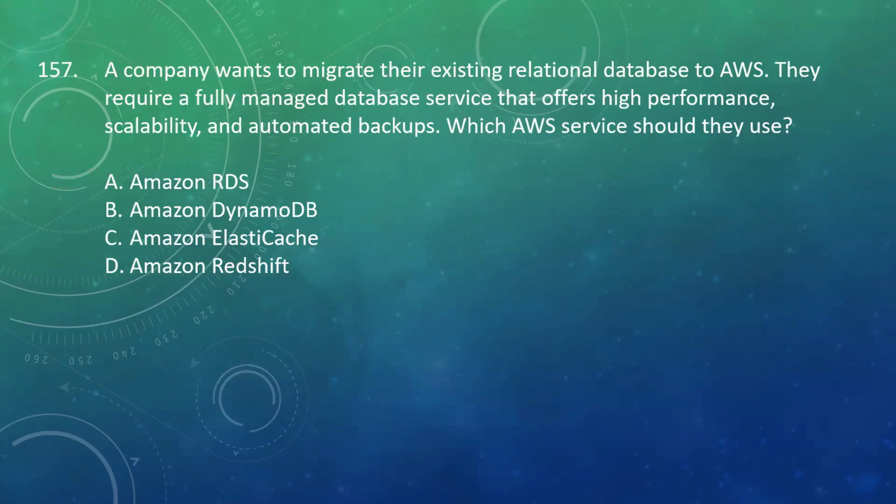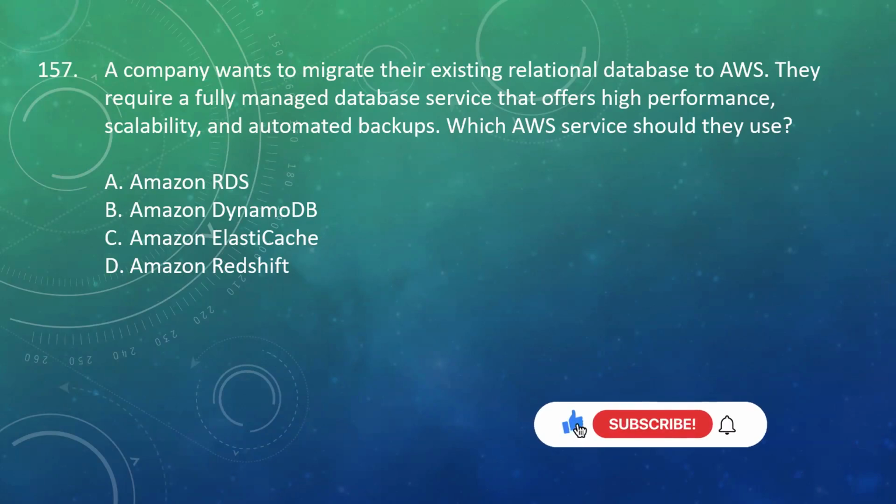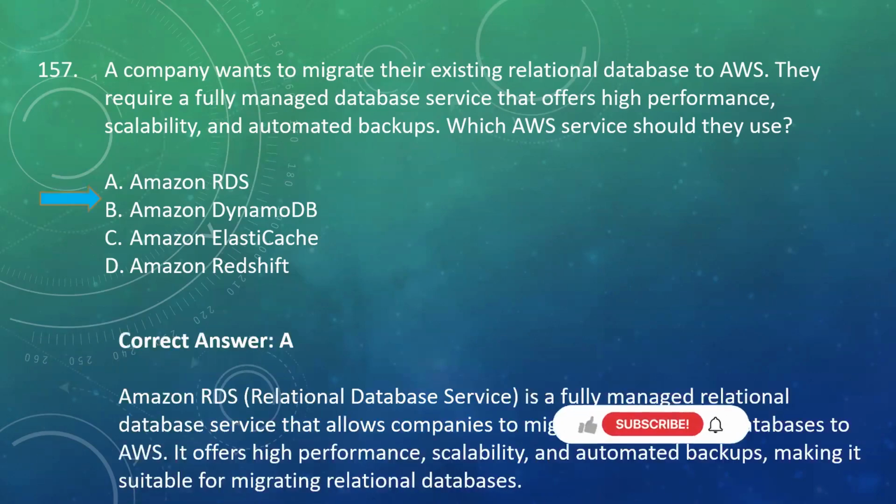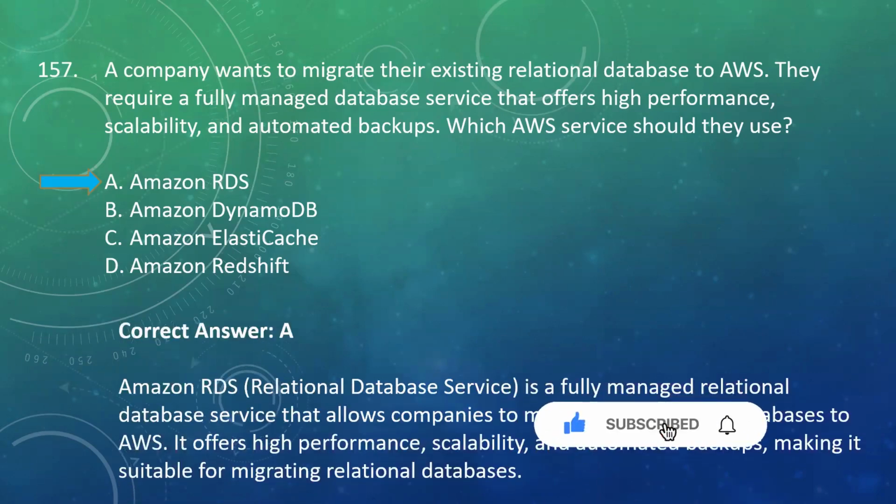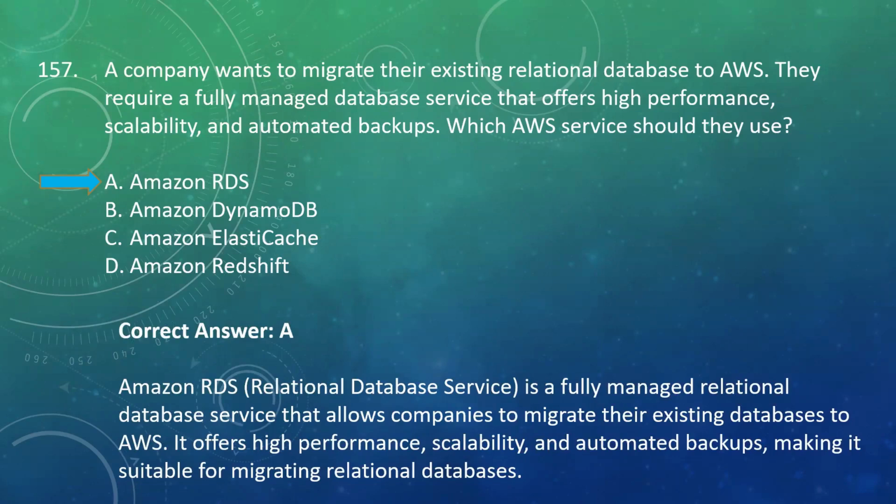A company wants to migrate their existing relational database to AWS. They require a fully managed database service that offers high performance, scalability, and automated backups. Which AWS service should they use? Your options are Amazon RDS, Amazon DynamoDB, Amazon ElastiCache, Amazon Redshift. And the correct answer here is option A, Amazon RDS, which is a fully managed relational database service that allows companies to migrate their existing databases to AWS. It offers high performance, scalability, and automated backups, making it suitable for migrating relational databases.